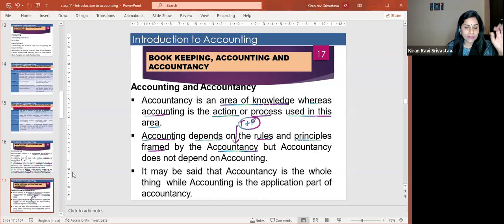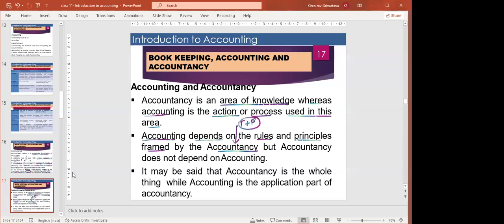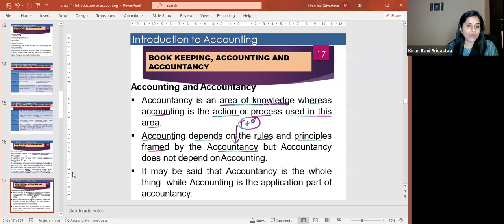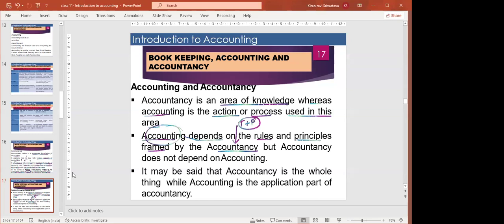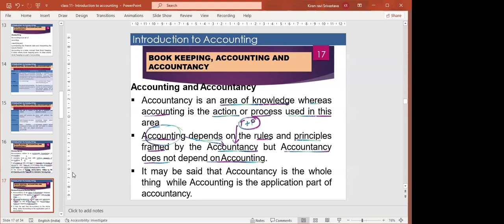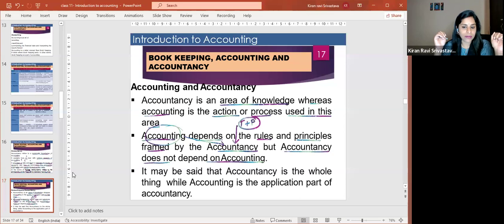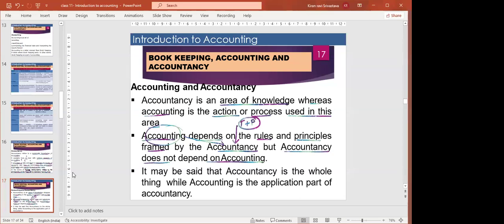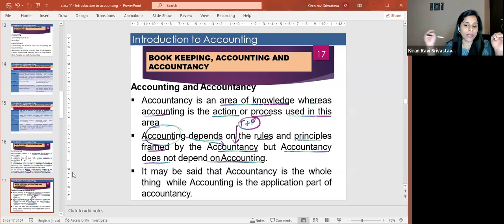So just imagine accountancy is the parent and accounting is the child. Accountancy explains how to do and why to do, and accounting depends upon accountancy. But accountancy does not depend upon accounting. The child depends upon the parent, but the parent does not depend upon the child. Did you understand the concept? Who is the parent here? Accountancy. Accountancy is the parent and accounting is the child. Accounting depends upon the rules and principles framed by accountancy, but accountancy does not depend upon accounting.